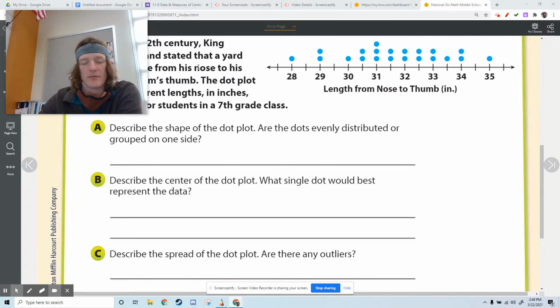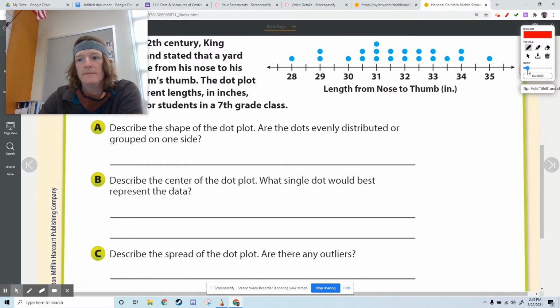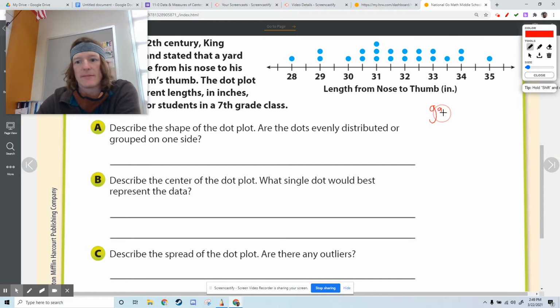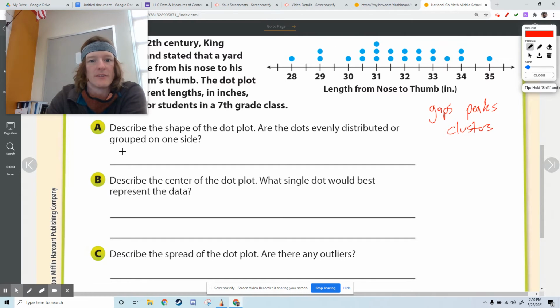We'll probably skip number 1. Well, A, B, and C. For A, to describe the shape, these dots are pretty spread out. Do we have any gaps, peaks, clusters? And are they spread out? Are they evenly distributed or grouped on one side? Looks like they're pretty evenly distributed.